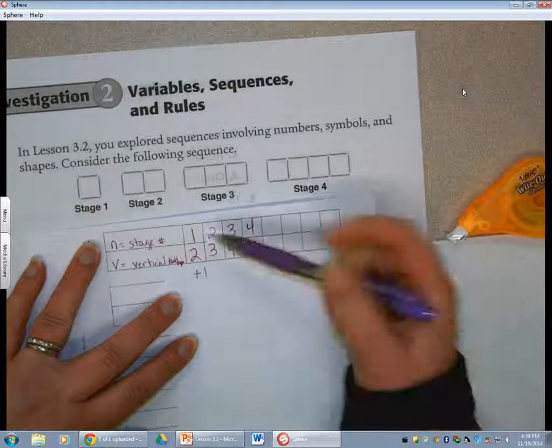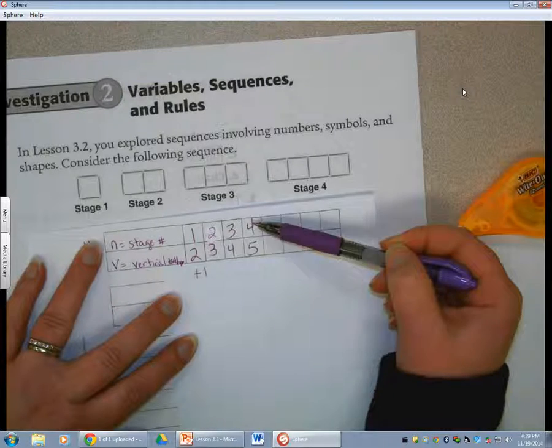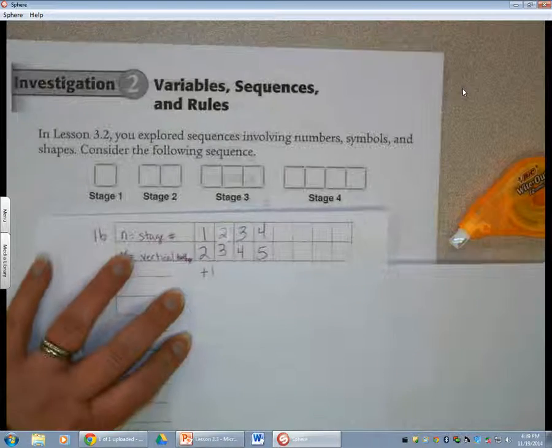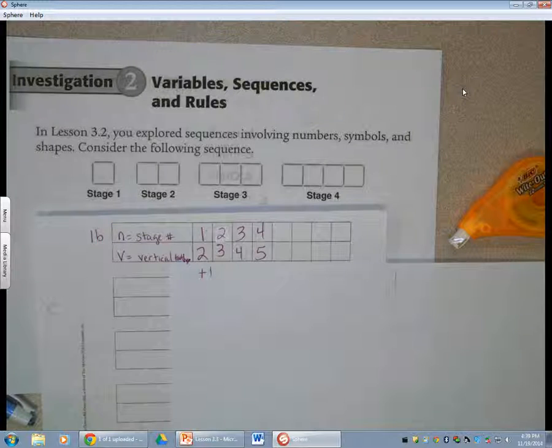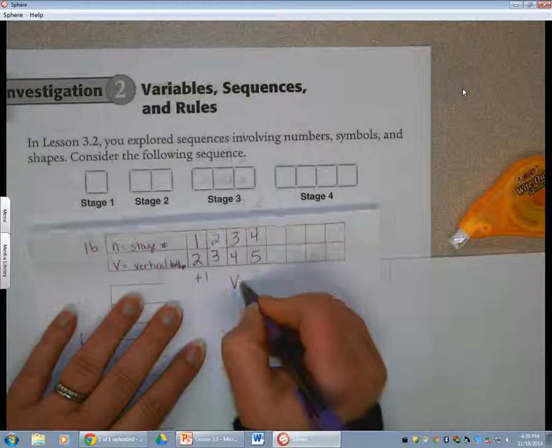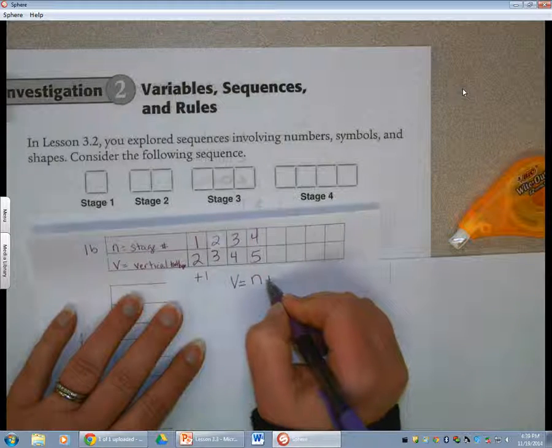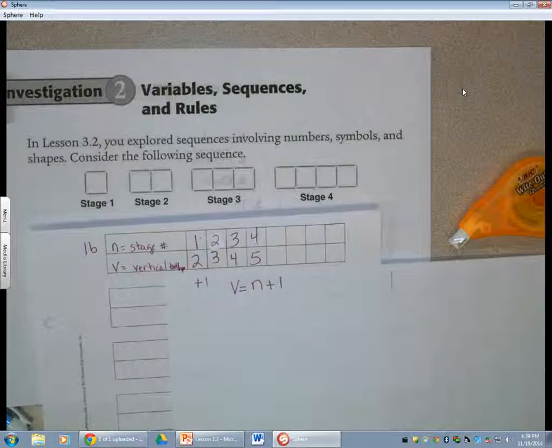But let's check. 1 + 1 is 2, 2 + 1 is 3, 3 + 1 is 4, 4 + 1 is 5. Now, of course, that works, but that's not a very algebraic rule. So we need to change that. So our vertical number of toothpicks is going to be equal to the stage number +1. That is an algebraic rule. So that works great for 1B. And it makes sense that that would be what the rule was.